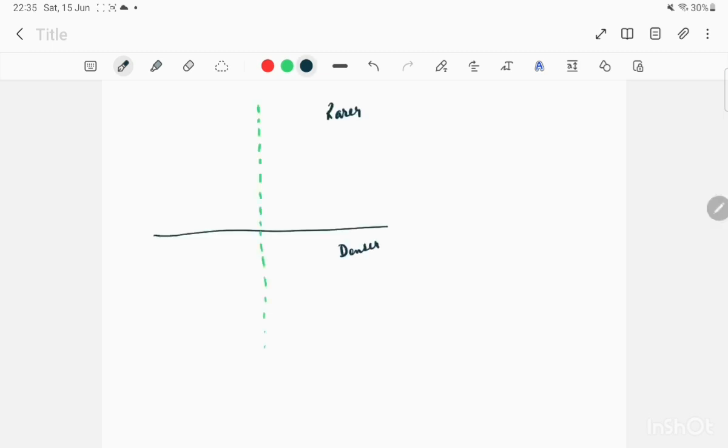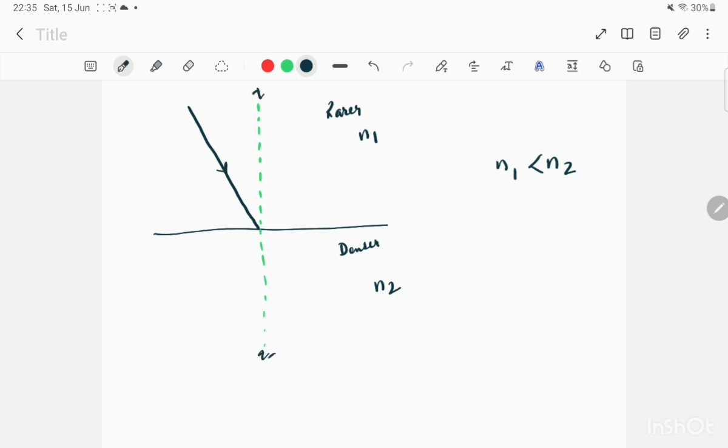Whenever a ray is passing from rarer to denser medium, obviously because of the change of the refractive index of the medium, refraction happens. Let me name the refractive index of the rarer medium as N1 and that of the denser medium as N2. So here we know that N1 is less than N2. Under such circumstances, when the ray of light is passing like this, it is a point of incidence, and this is a normal, say n dash. Now usually this is an undeviated direction of motion of the ray of light, isn't it?